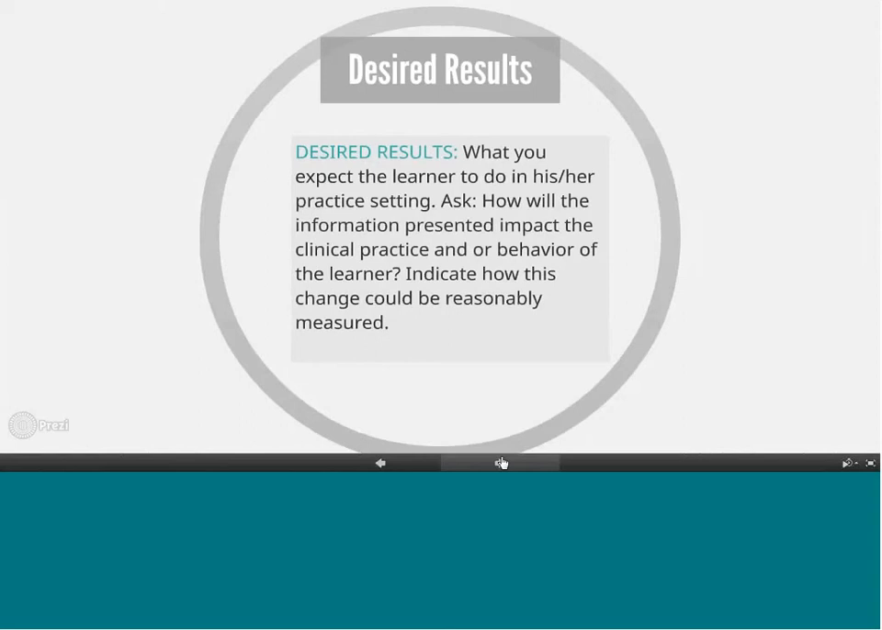All right, now we're going to move on to the desired results. Desired results are what you expect the learner to do in his or her practice setting. So to help you figure this out, ask how will the information presented impact the clinical practice and/or behavior of the learner? Indicate how this change could be reasonably measured. And on the application, you need to write one short summary of this.